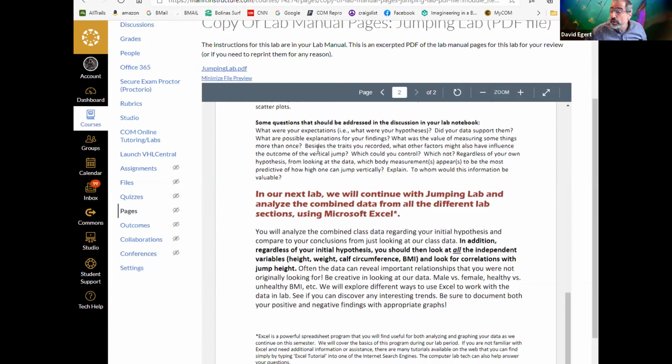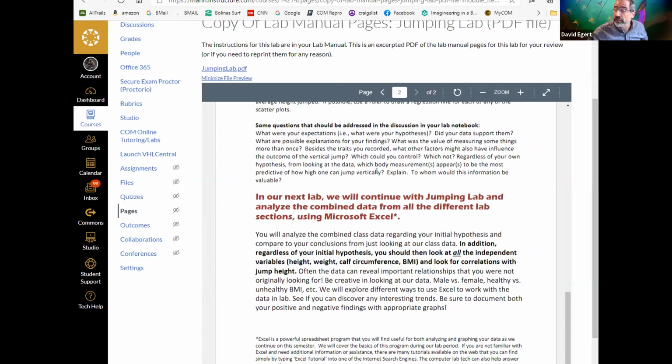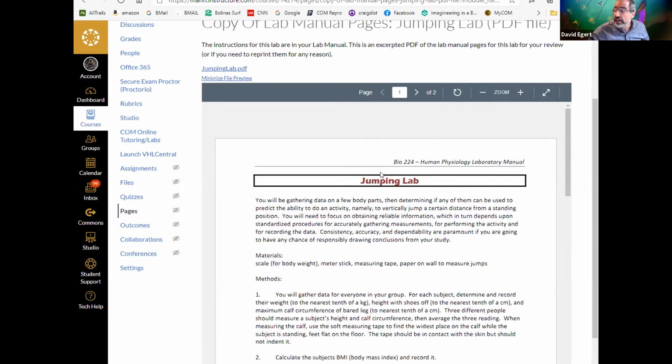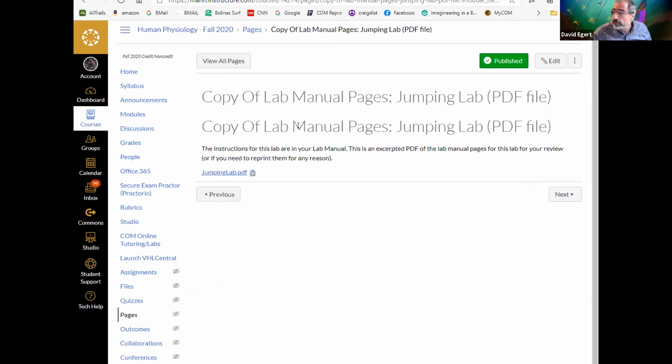So for the first part of getting ready, you need to be able to very clearly write out the objective and write it in your actual lab notebook. So let me stop this preview. Again, if you don't have the lab manual, I know some people were having trouble, you have the actual lab manual pages there for you.